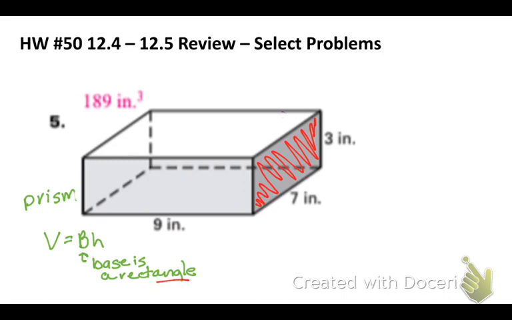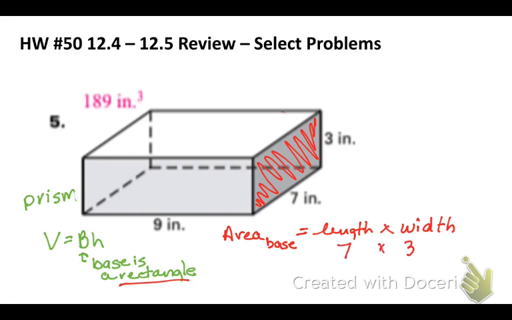So the base is a rectangle, and we need to find the area of the base. So area of the base is equal to your length times width, because it is a rectangle. I'll choose 7 as my length times 3. So that's going to be equal to 21. So when I have my V equals 21, that's my area of the base.